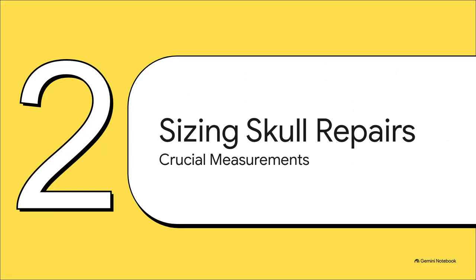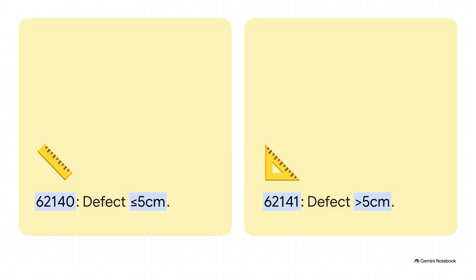Moving on to Section 2, sizing skull defect repairs. When it comes to repairing the actual bone of the skull, your coding relies entirely on precise surgical measurements. The golden rule here, it's the strict 5 centimeter threshold. If you're reading an operative report and that skull defect is exactly 5 centimeters or less in diameter, that's officially a small repair. That triggers CPT code 62140.